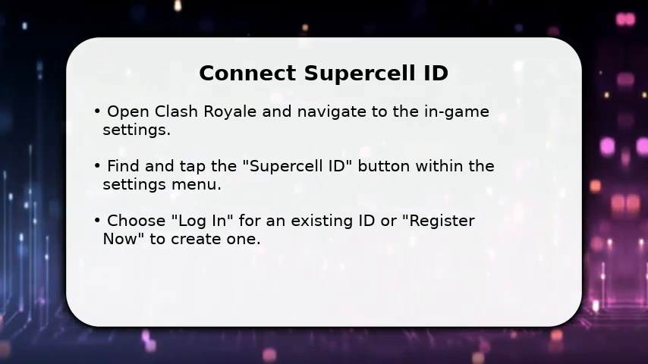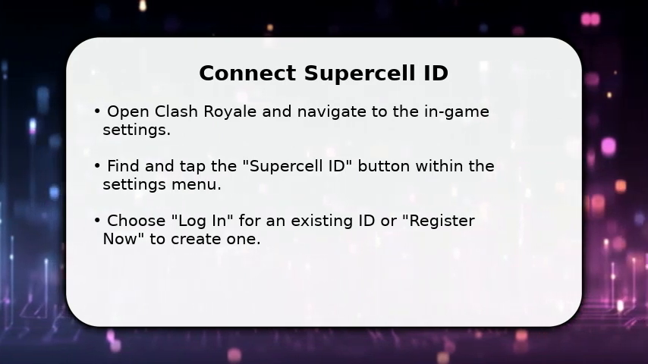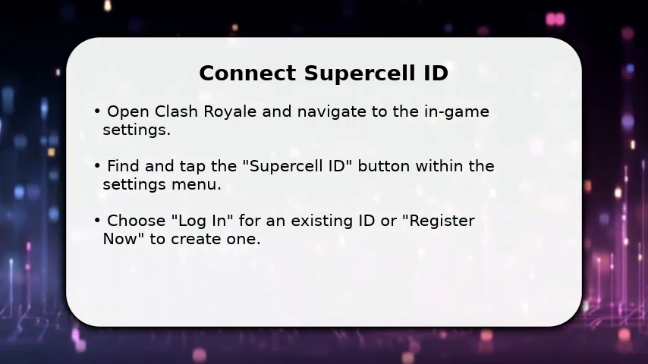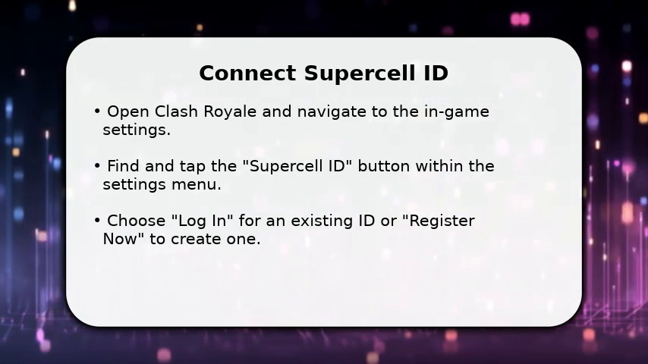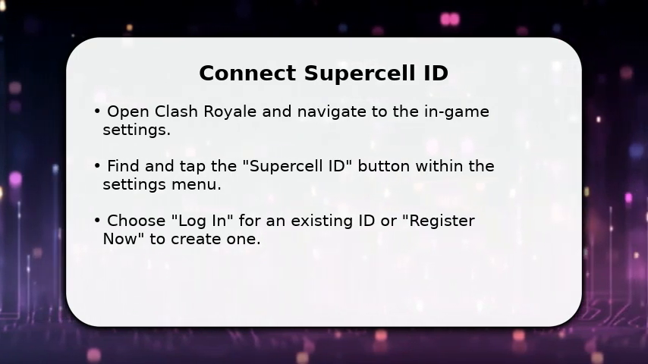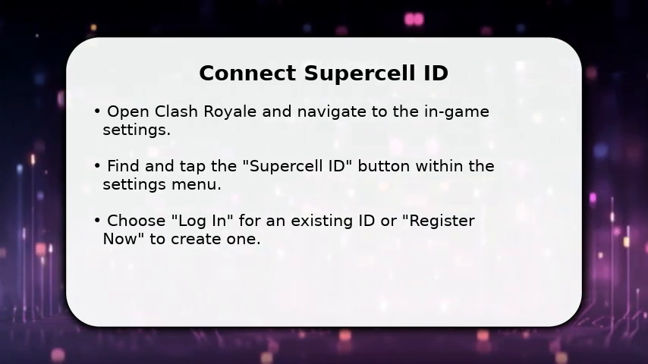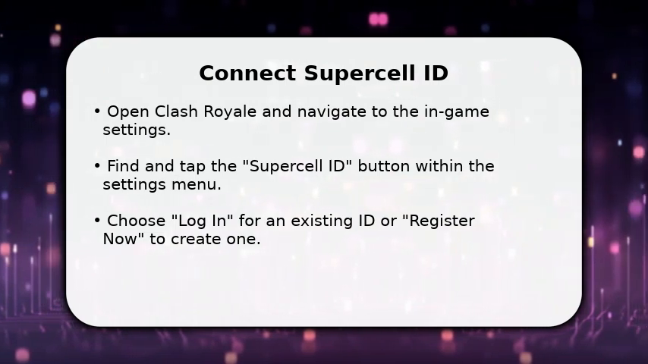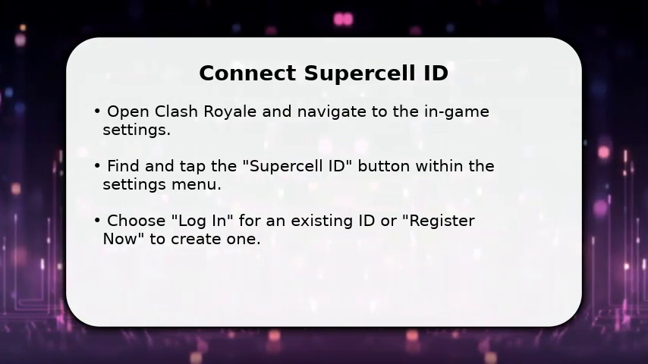First, launch the Clash Royale app on your device. Once the game loads, tap the three lines in the top right corner to open the menu, then select Settings. Look for the Supercell ID button, usually prominent, and tap it. You will then have the option to either log in with an existing ID or register a new one.